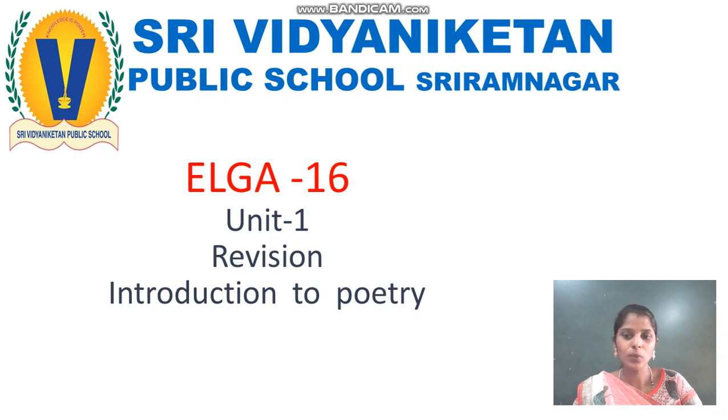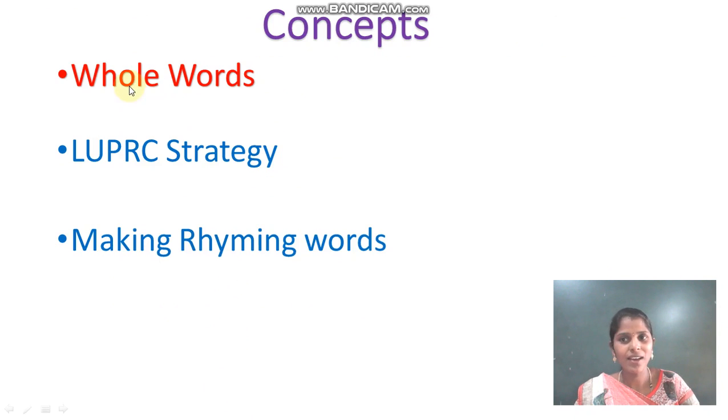Children, you already know the name of the unit is Introduction to Poetry. Basically, we have five components in ELGA levels. Those are phonics, whole words, reading and listening comprehension, grammar, and also writing and speaking expressions. You ended with your M2 level phonics session. Now moving towards the concepts, that is the whole word session.